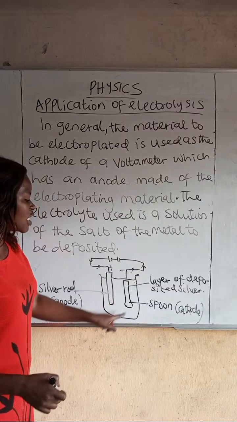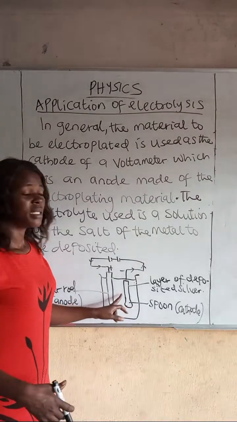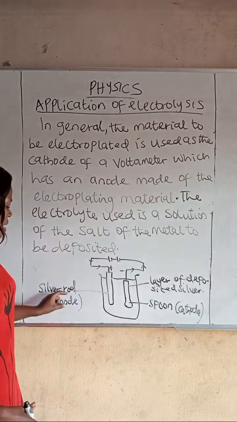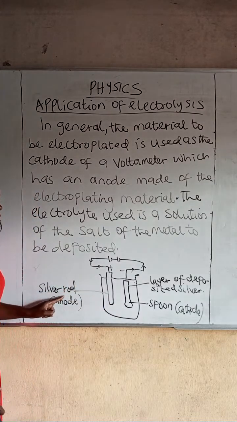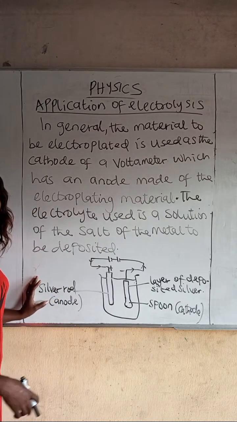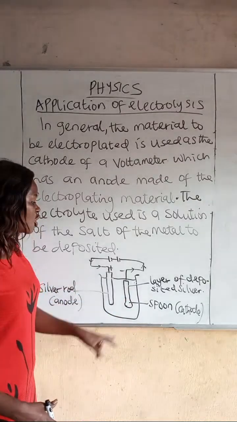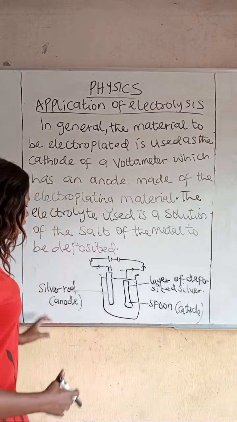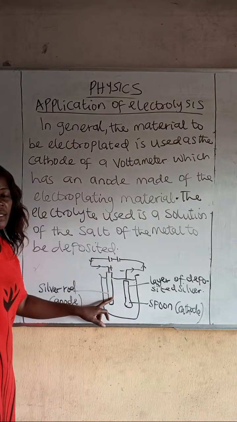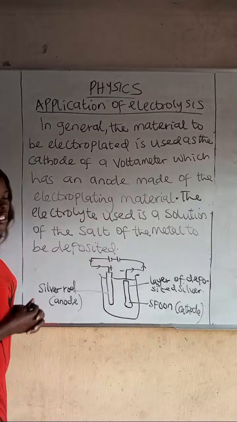What am I going to do? I'm going to make the spoon that I want to electroplate, that I want to change its color, the cathode, right? Then my anode will be made of what? Of the silver, because I want to coat this spoon with silver color. So because I want to coat it with silver color, the silver that I'm going to use will be my anode, so that it will coat this particular spoon.